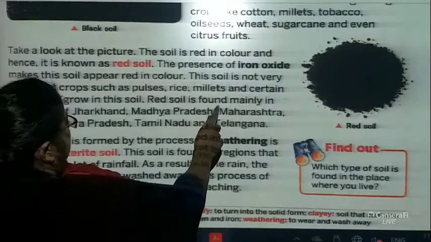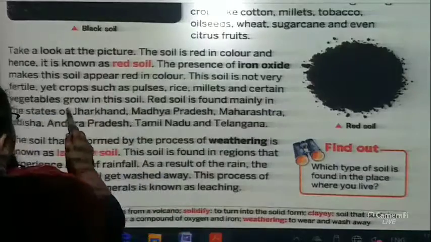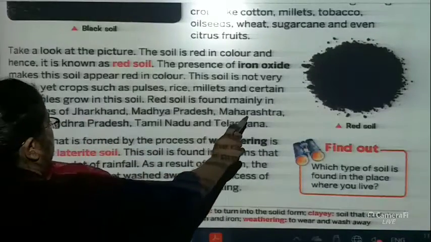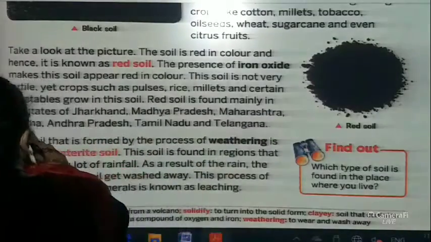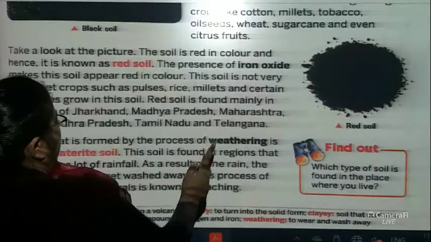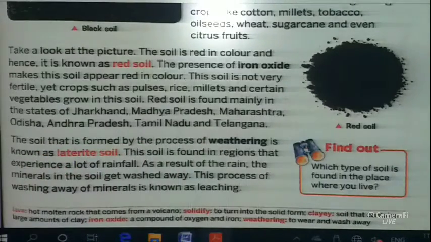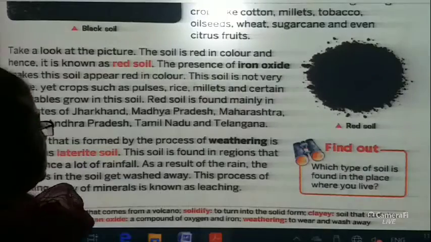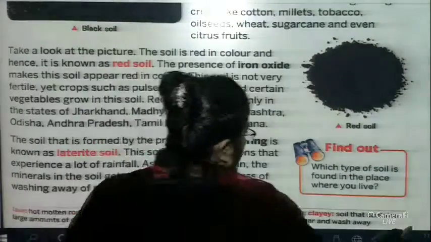Red soil is mainly found in the states of Jharkhand, Madhya Pradesh, Maharashtra, Orissa, Andhra Pradesh, Tamil Nadu and Telangana. Okay, children, so these are the places where you will find the red soil.